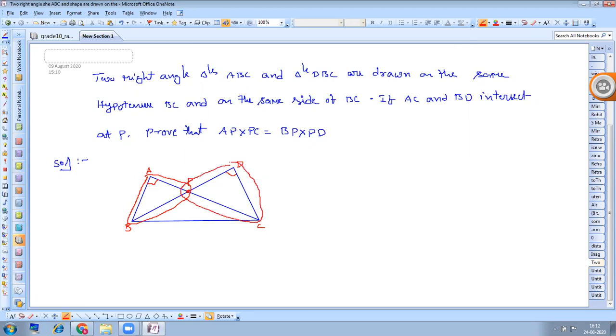From here, first I am taking angle A is equal to angle D. What is the reason? Both are at 90 degrees. Next, angle APB will be equal to angle DPC. Why? Vertically opposite angles. In a right angle triangle, the right angle is common and one angle is also the same. Then automatically what will happen? AA similarity.